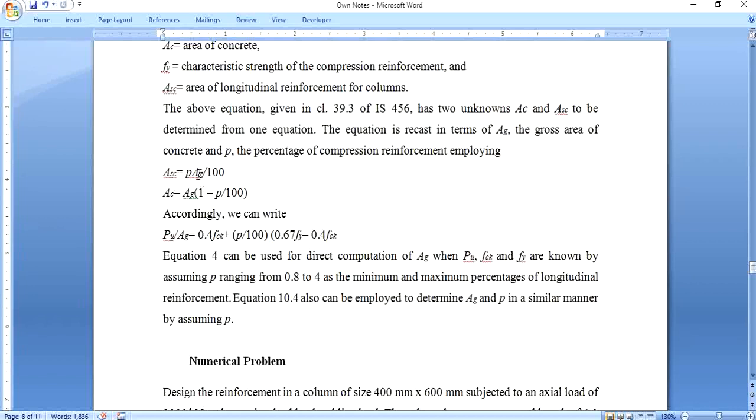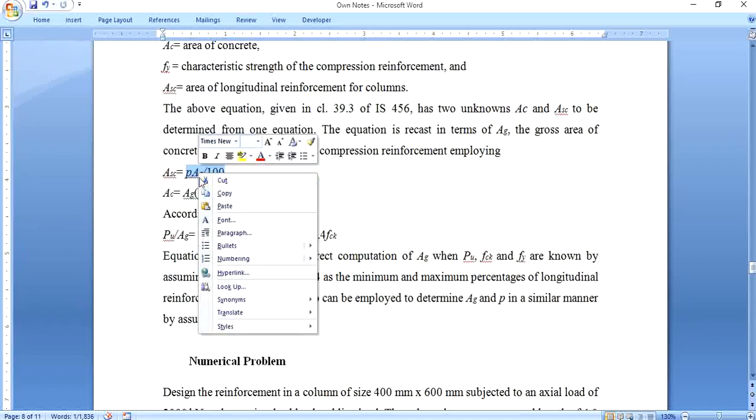So ASC, the area of steel, is equal to percentage of steel into cross sectional area. If I divide the percentage of steel by 100, I am going to get it as a fraction, and multiplying by the cross sectional area, I get the total area of steel. So I can write this ASC in the form of percentage of steel and cross sectional area.